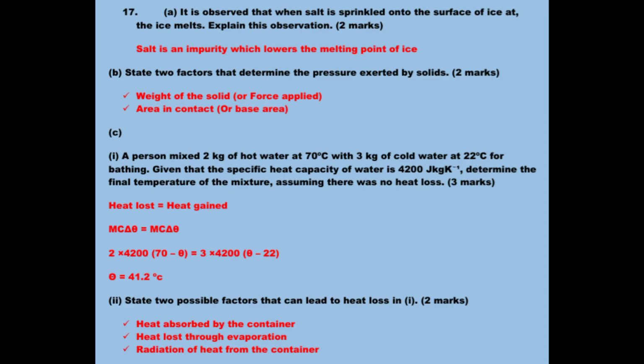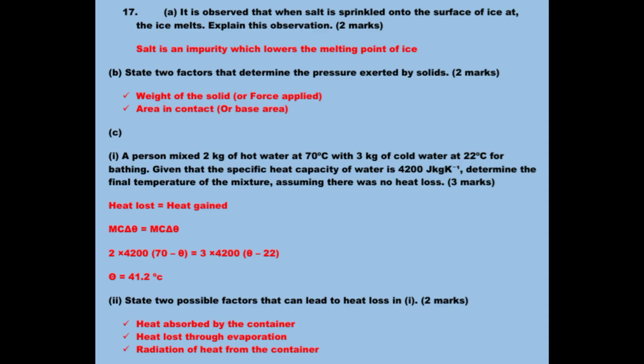It is observed that when salt is sprinkled on the surface of ice, the ice melts. Explain this observation. Salt is an impurity which lowers the melting point of ice. So that is simply factors affecting the melting point. And of course, now because we are dealing with the salt, how impurity affects the melting point.